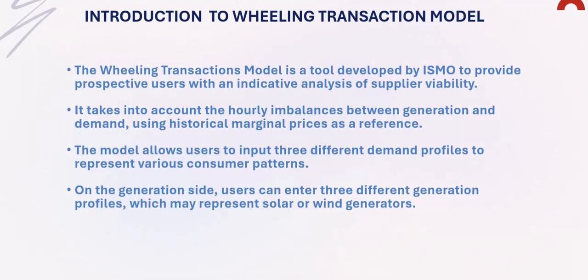The Wheeling Transaction Model is a tool developed by ISMO to provide its prospective users with an indicative analysis of supplier viability. This model takes into account the hourly imbalances between generation and demand using historical marginal prices as a reference. This model allows users to input three different demand profiles to represent various consumer patterns. On the generation side, users can enter three different generation profiles which may represent solar or wind generators.